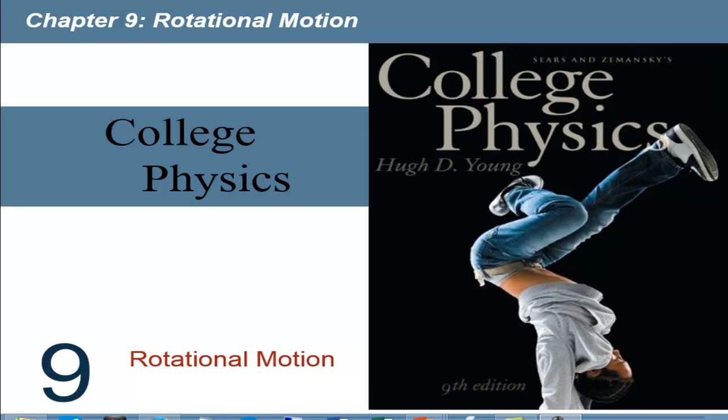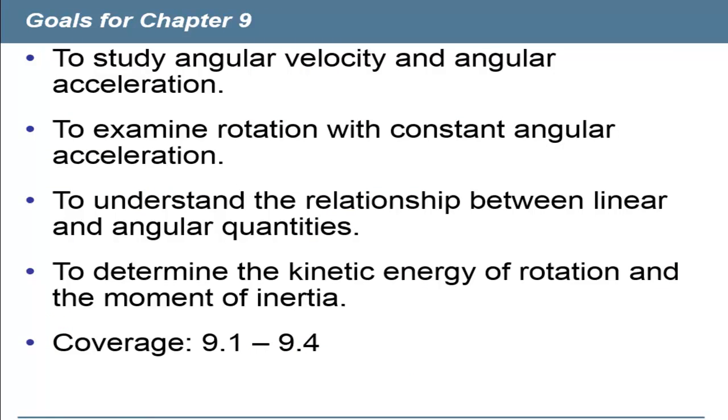So in chapter 9, we're going to start talking about rotational motion. Very similar to how we talked about linear motion in chapter 2. We'll talk about things going in a rotating pattern and a circular pattern is what we'll actually talk about for rotational motion. So our goals for this chapter are one, to study angular velocity and angular acceleration, and actually angular displacement as well. And then we'll look at some rotation with constant angular acceleration.